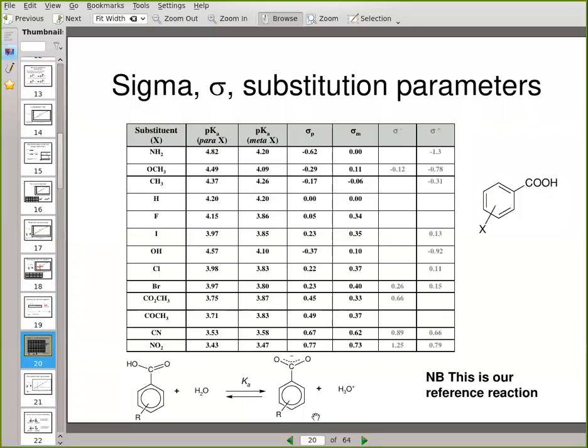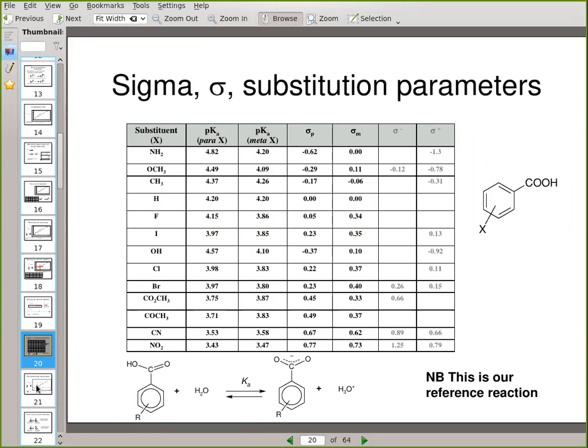This is the standard. It is our reference reaction. It is the standard, and it's what we get these Hammett substituent parameters for. The sigma is not random. Sigma is chosen for substituent. And rho is for reaction, which we'll deal with later.